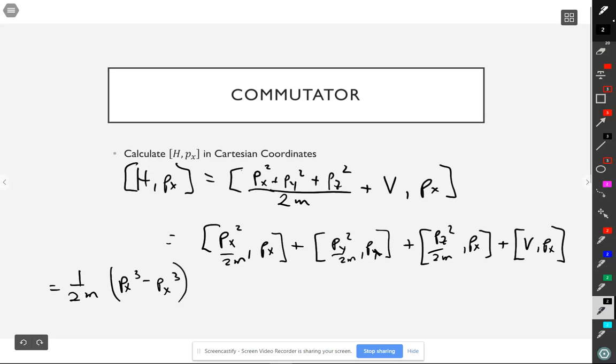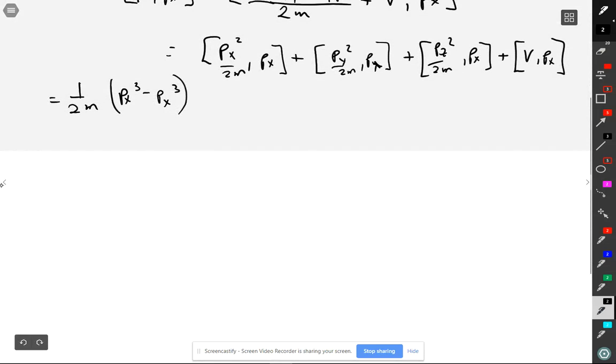The second one looks like it's going to be harder, but Py is a derivative with respect to y. Px is a derivative with respect to x.